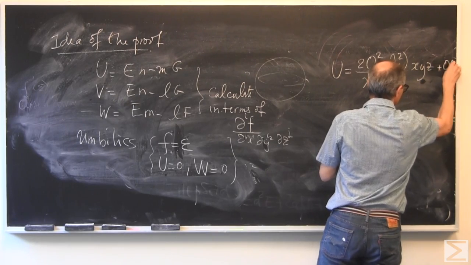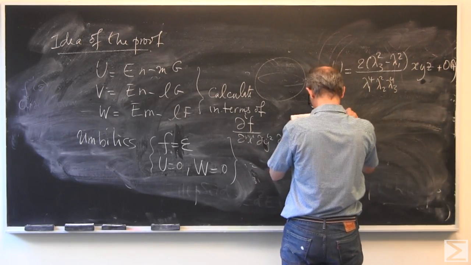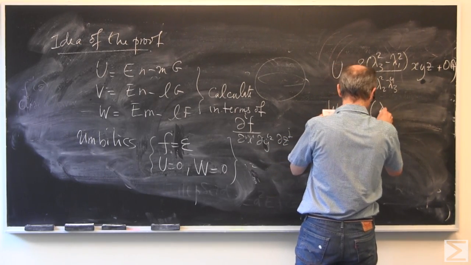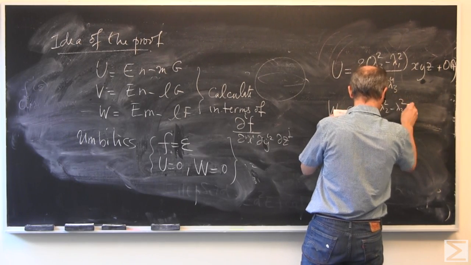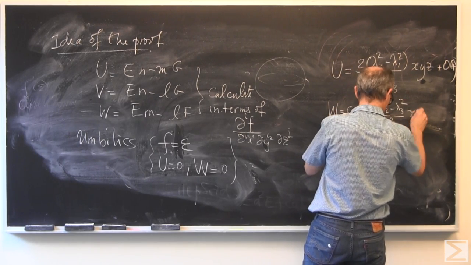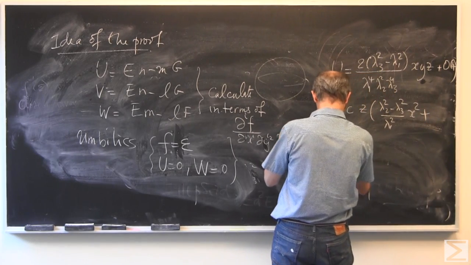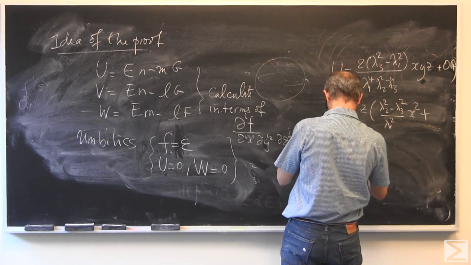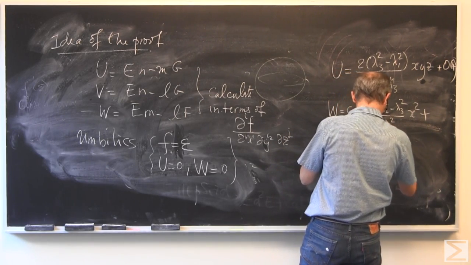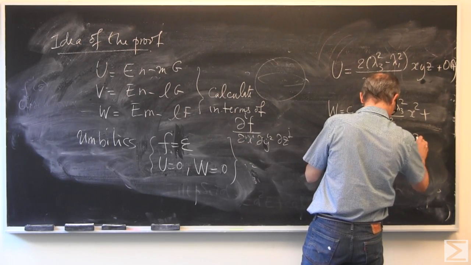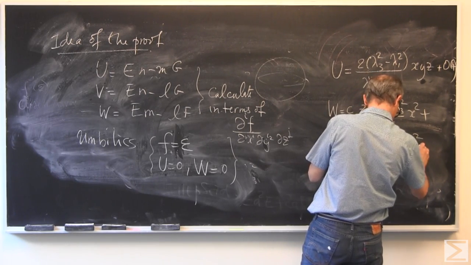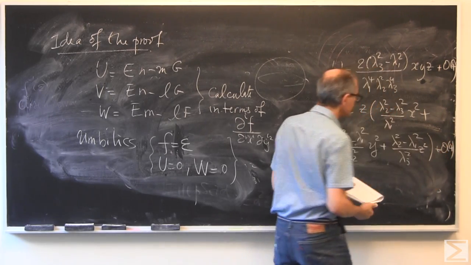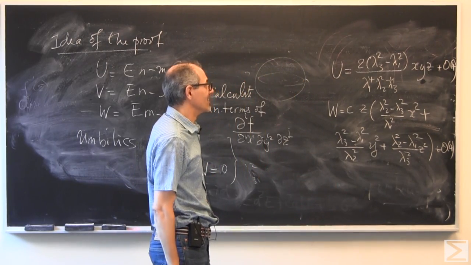Plus 4. W is equal to some constant here, Z lambda 2 squared minus lambda 3 squared lambda y squared x squared plus lambda 3 squared minus lambda 1 squared over lambda 2 squared y squared. Bear with me just a second. It's important that I write this. Z squared plus 4. Oh, that's what one would guess.